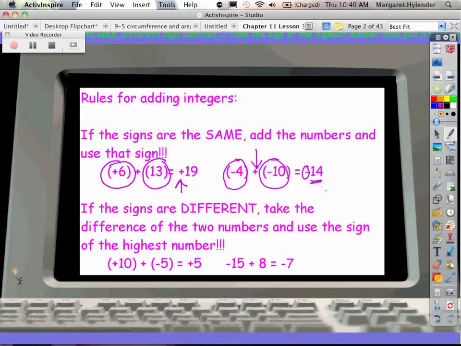The only time it's a little bit more difficult is when the signs are different. We're going to take the difference. We know that that means to subtract. When we subtract the two numbers, we use the sign of the highest number.